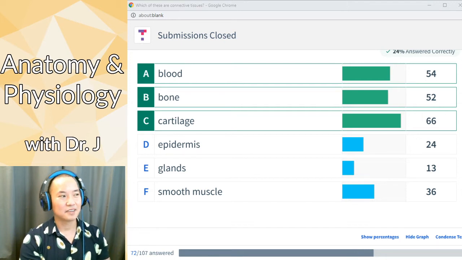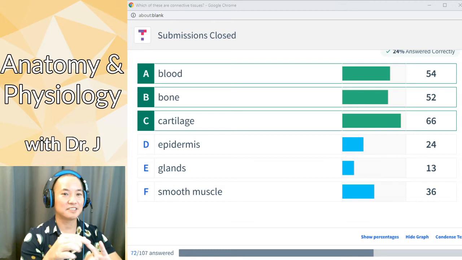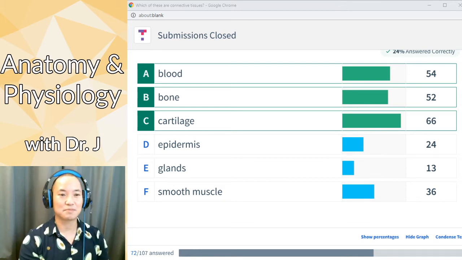So connective tissue, it's a broad category. It's almost like when I first started thinking about it, pretty much connective tissue is everything that isn't epithelial. It's not some sort of sheet or gland, it's not muscle tissue, and it's not nervous tissue. And yes, blood is a connective tissue, and bone is a connective tissue, and cartilage is a connective tissue.